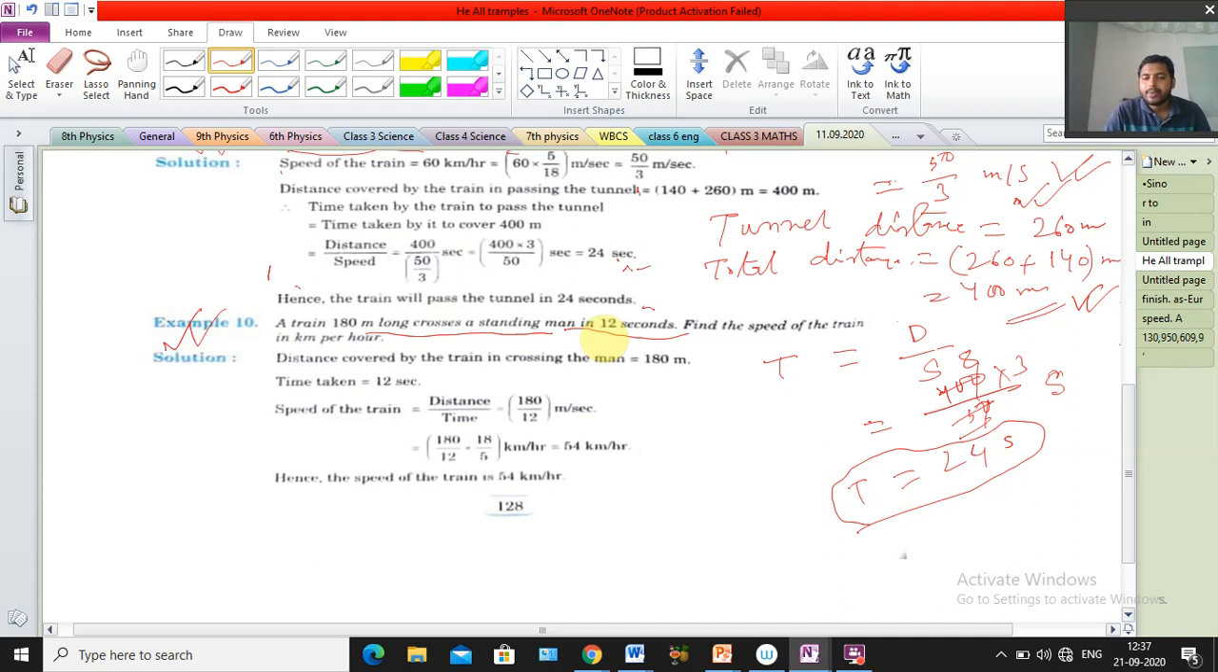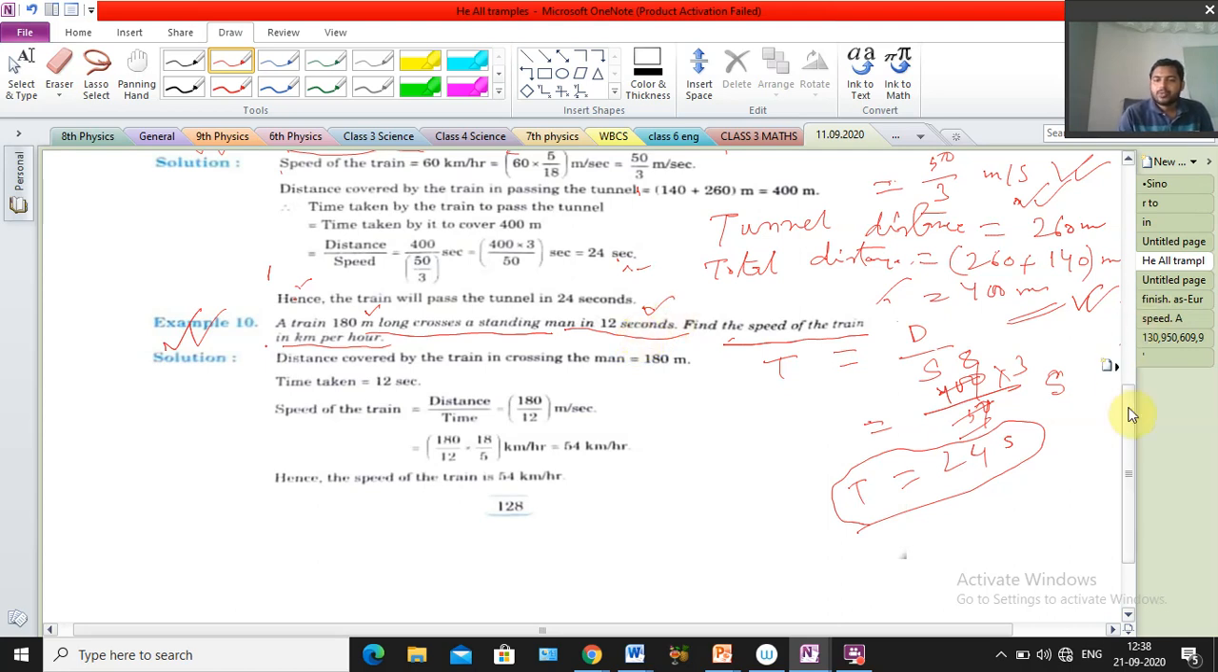Next, we have to find the speed of the train in kilometer per hour. The unit will be kilometer per hour. Here the distance is given in meter and the time in seconds, so at first we have to get the speed in meter per second, and next we have to change it into kilometer per hour. That is the thing. Clear?